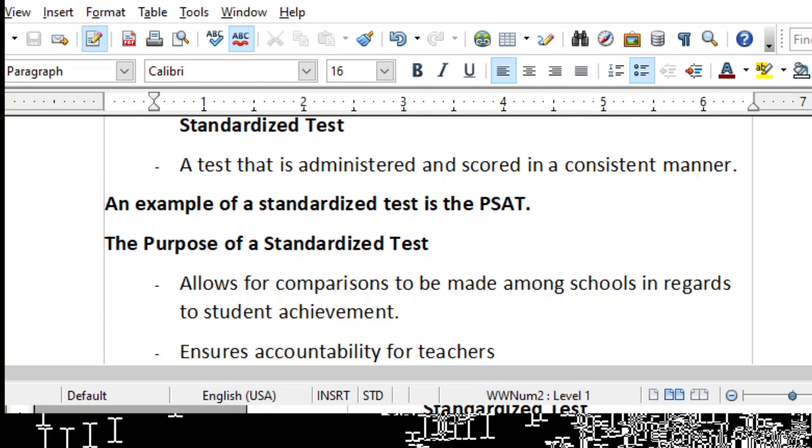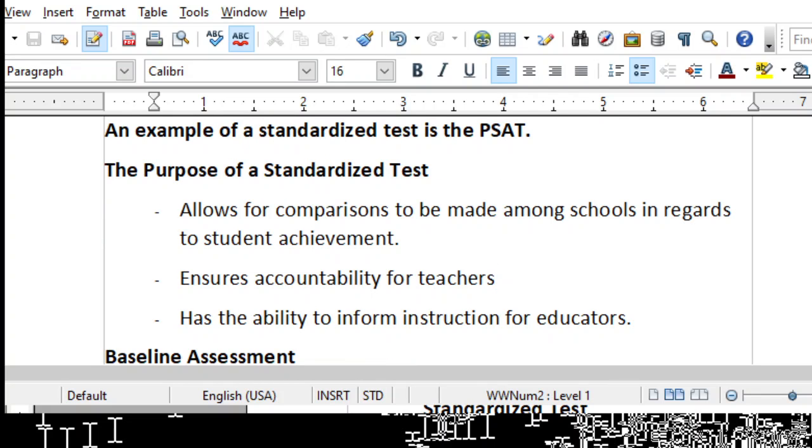Number 2, it ensures accountability for teachers. This part you don't have to worry about too much because it doesn't concern you. It's more or less for me.